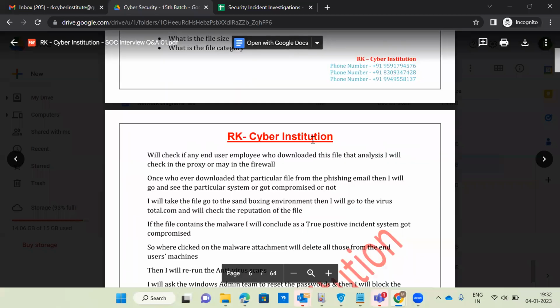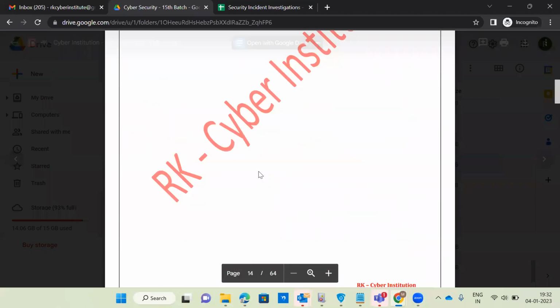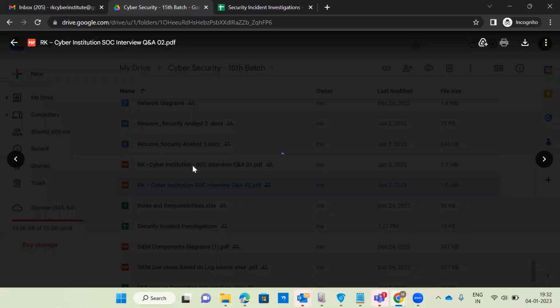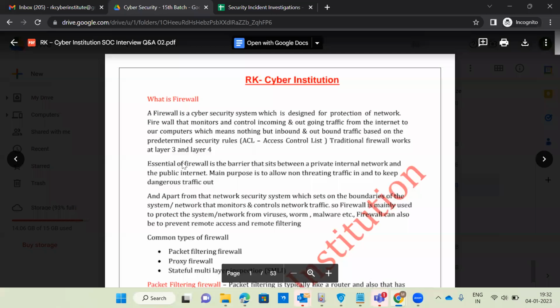From the past 6 months only, this one. Please go through this one. Anyway, we can discuss that once again, and a couple of other interviews recently, whoever has attended. This one also. The first one is very, very important compared to the second one. Next one is roles and responsibilities.